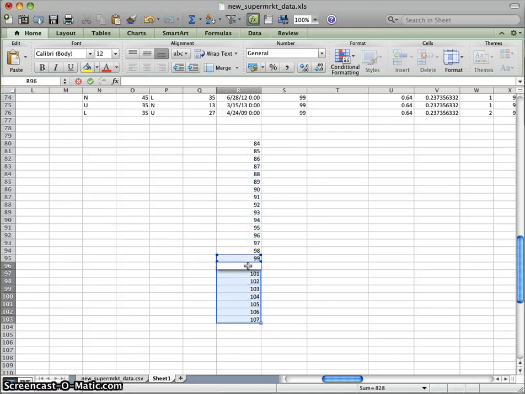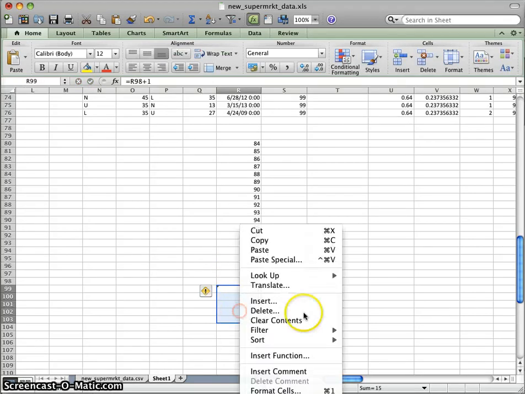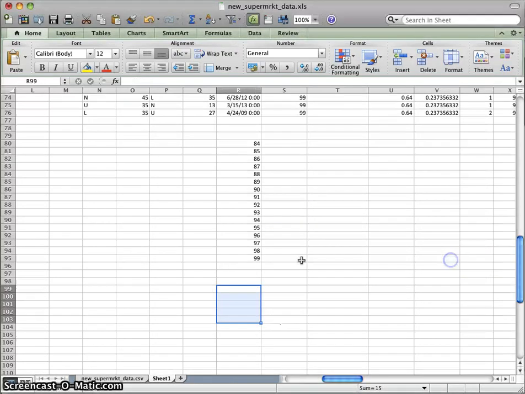And now the problem that I'm going to run into here is that, I hate how this works. This is very annoying. Not a proper delete key on this Mac keyboard.